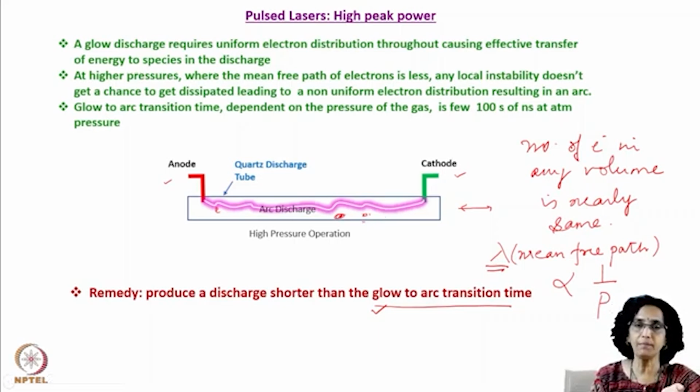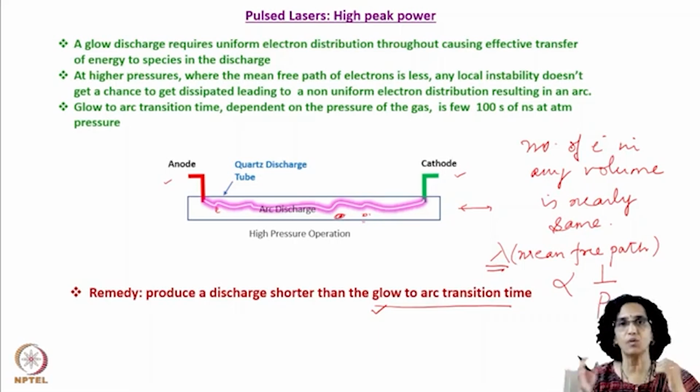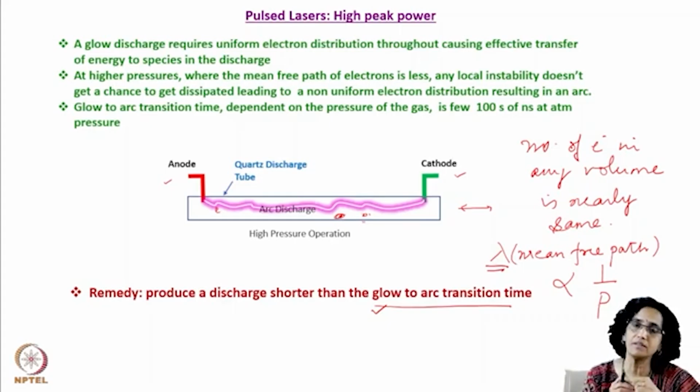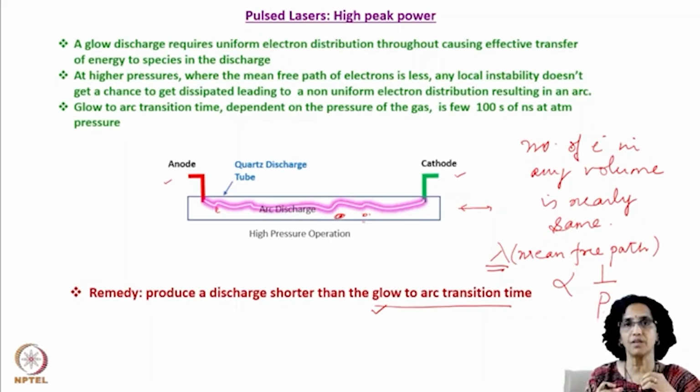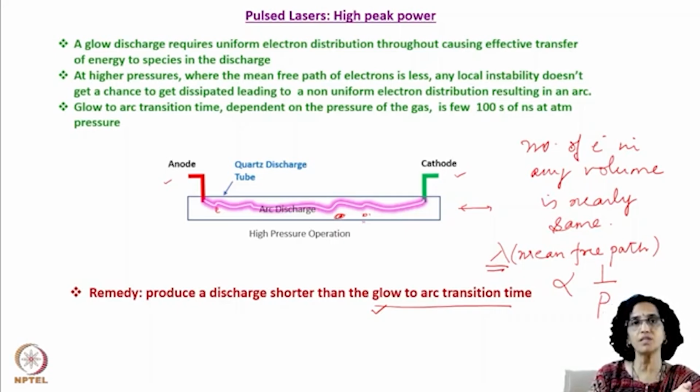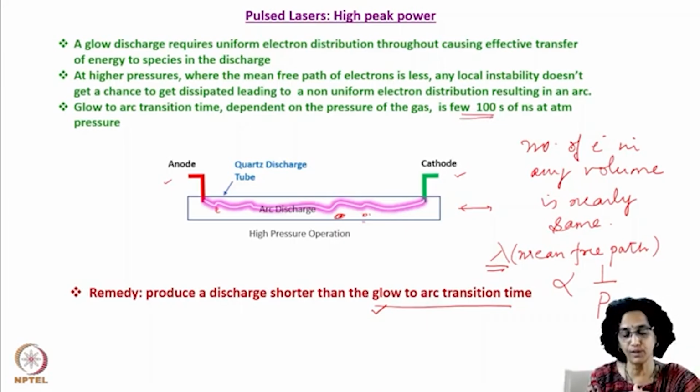At low pressures, like 10 millibar or so, we know that it remains in glow discharge because these instabilities always diffuse out. At low pressures, the mean free path is so large that they do not aggregate, they do not coalesce, they do not result in this kind of arc formation. But as the pressure increases, the glow to arc transition time reduces and the glow discharge tends to become an arc. So at atmospheric pressure, it is a few tens of nanoseconds before your glow degenerates into an arc.